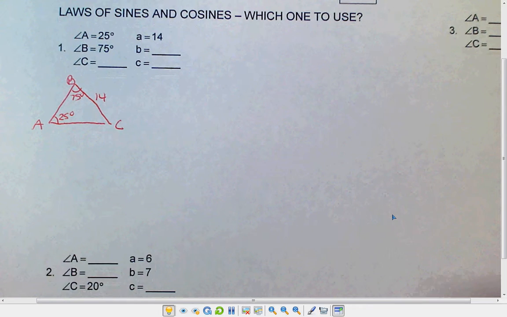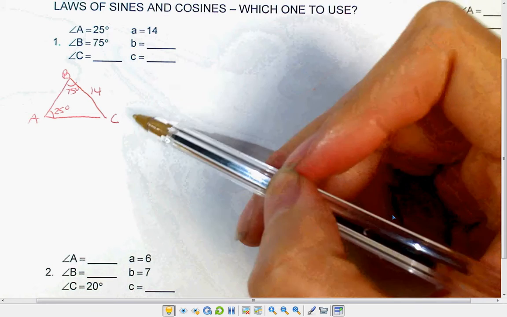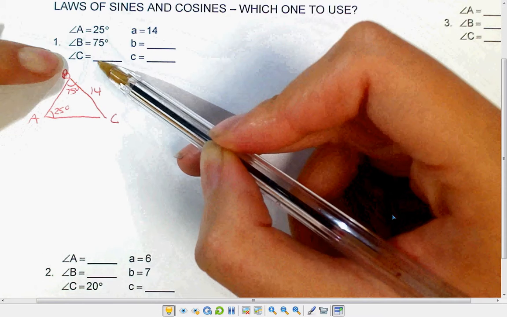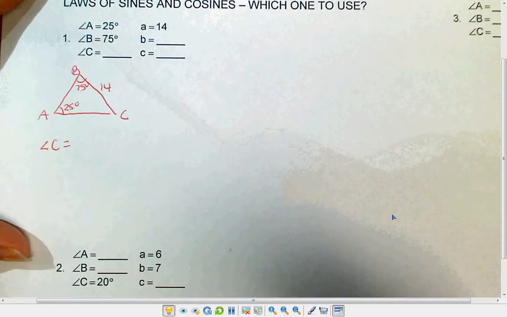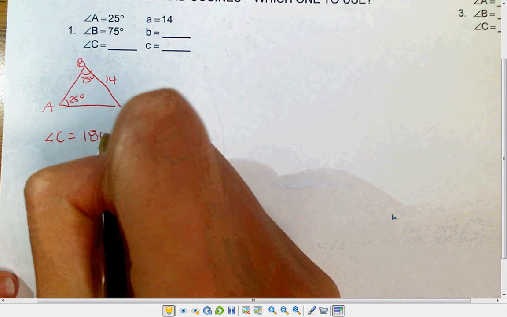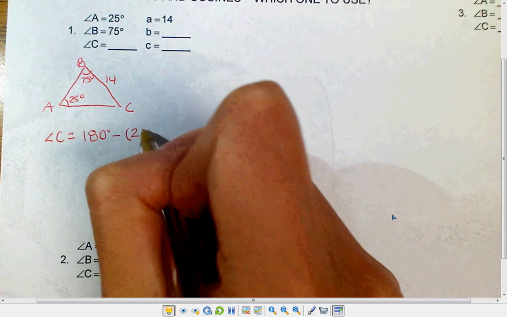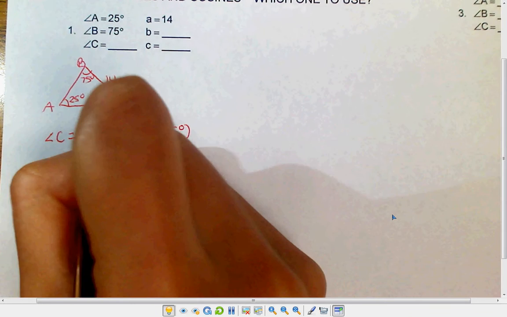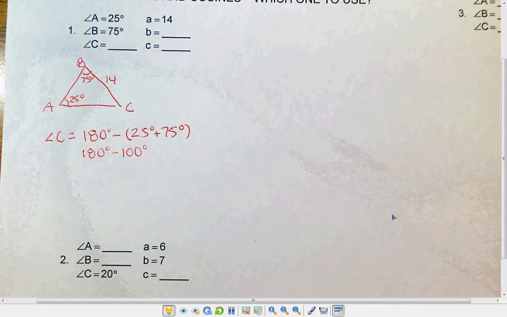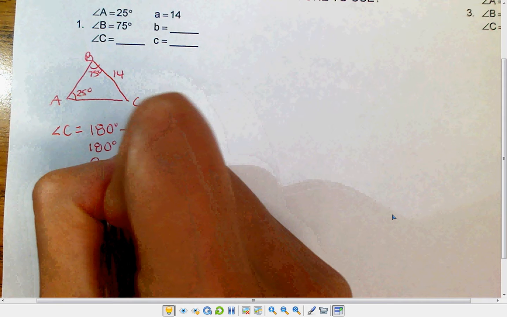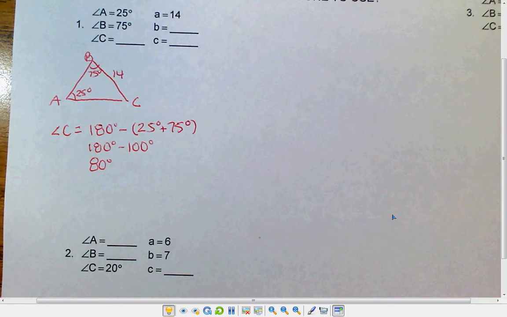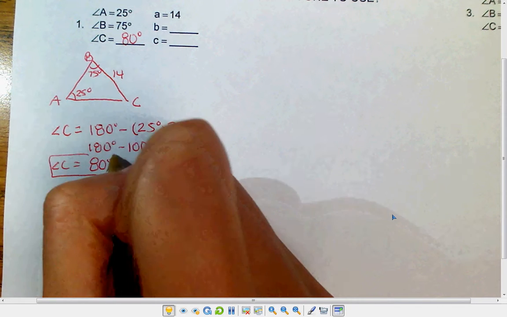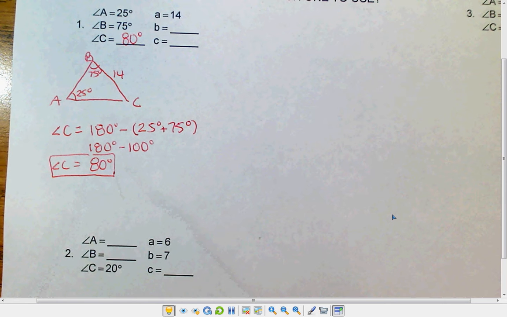So the first thing you should notice is that you have two angles. So when you have two angles, the easiest thing to do is start off by finding our third angle, because we know that all of our angles together add up to 180. So we can just do 180 degrees minus the sum of our other two angles. So 25 plus 75 is 100, and then when we subtract 100 from 180 degrees, we get an angle of 80. So we already know angle C is equal to 80 degrees. Don't forget your degree sign.